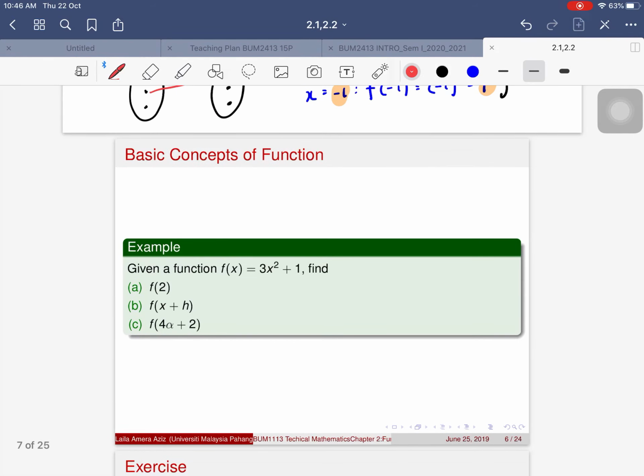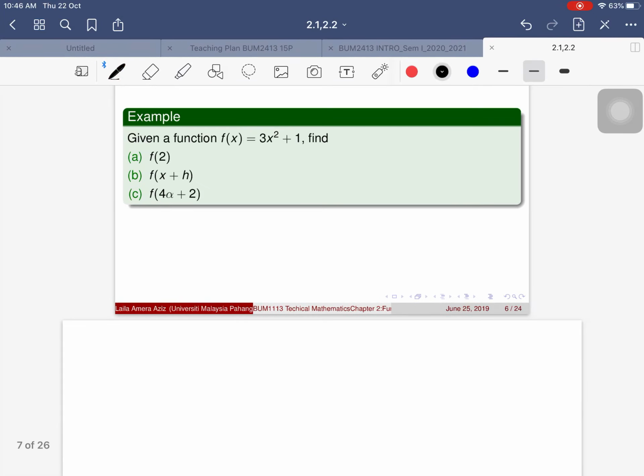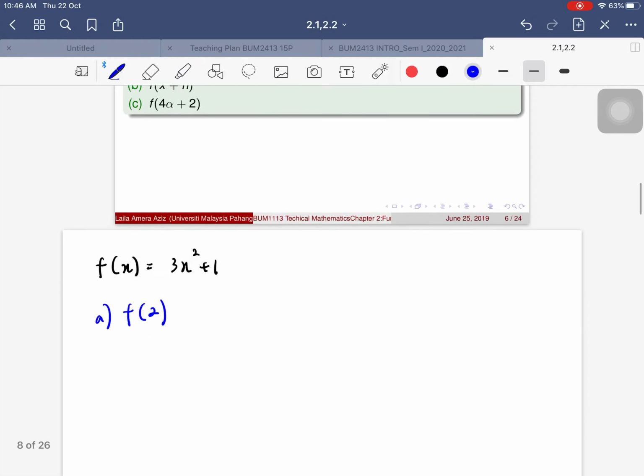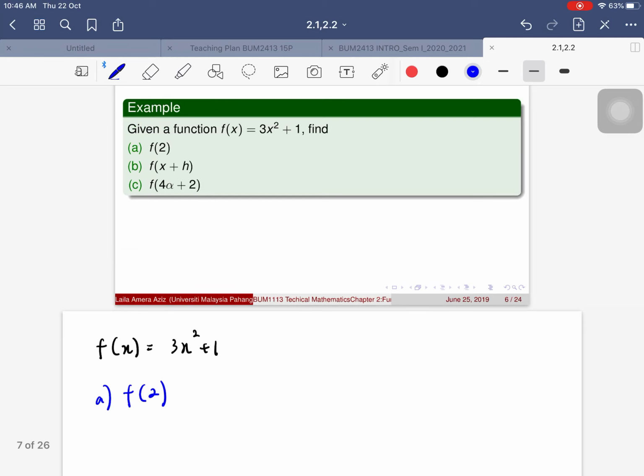So these are going to be the basic concept of functions. Again, I'm pretty sure you have seen this before, so this is just going to be review for you. I have a function f of x, which is equal to 3x squared plus 1. For a, I'm going to find f of 2. The concept is very simple. If here I'm using x, the variable to substitute is right here, and treat it as if you have a bracket around the 2.